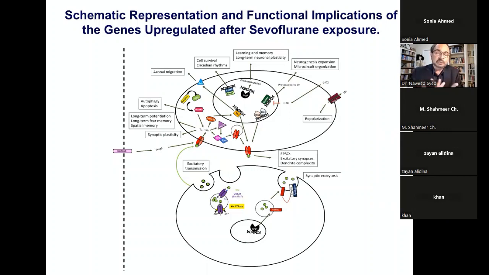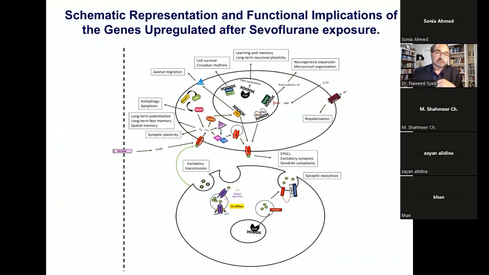autophagy and apoptosis, so cell death. Some of them are involved in cell death. Some are involved in synaptic plasticity, neurogenesis, and also myelination in many cases. So most of these genes are very specific to cell function, survival, cellular migration, and axonal growth, and also to synaptic plasticity.